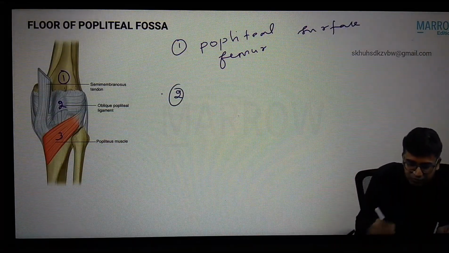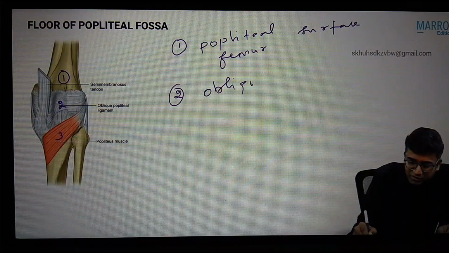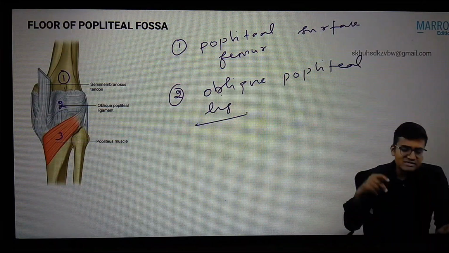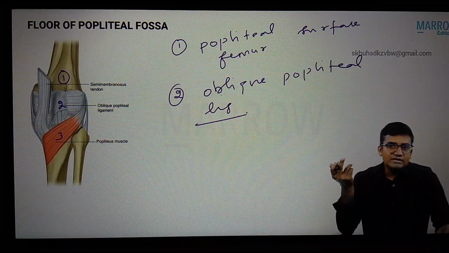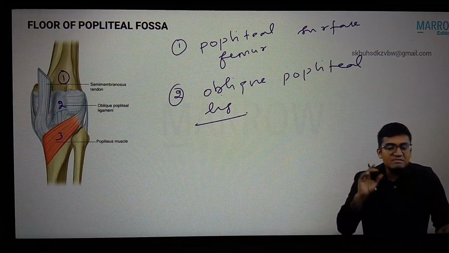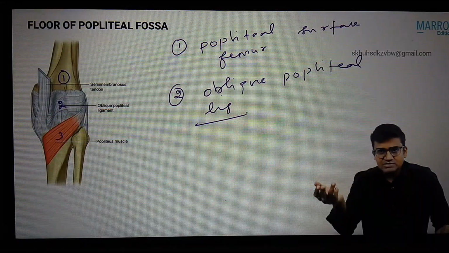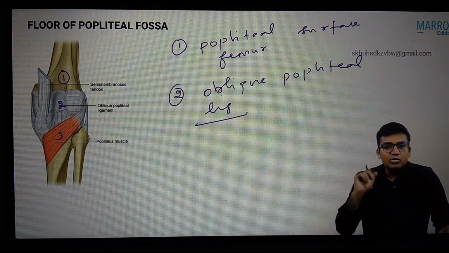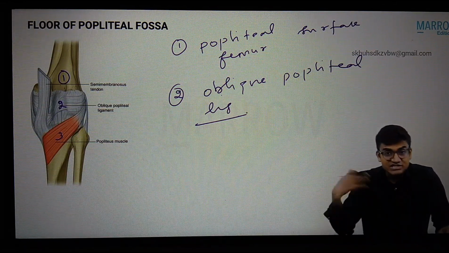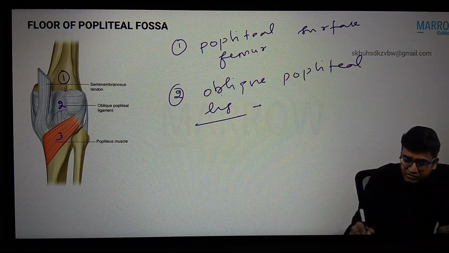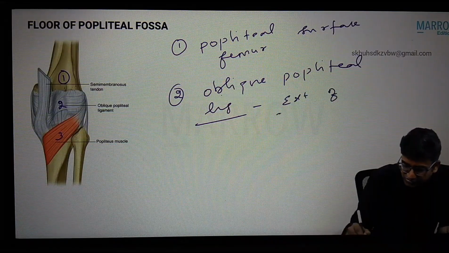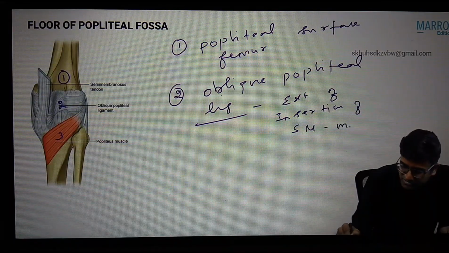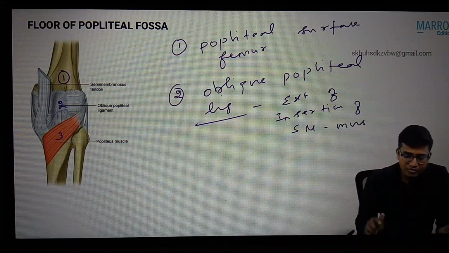Okay. And number 2, the floor is formed by the oblique popliteal ligament. Now, oblique popliteal ligament is a modification of the extension of the insertion of semimembranosus muscle. After inserting to tibia, semimembranosus gives some modifications. One of the modifications is the oblique popliteal ligament, which is nothing but the extension of the insertion of semimembranosus muscle.